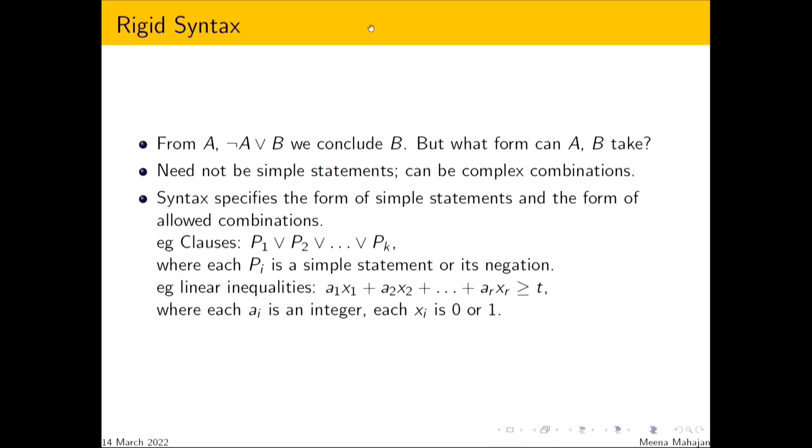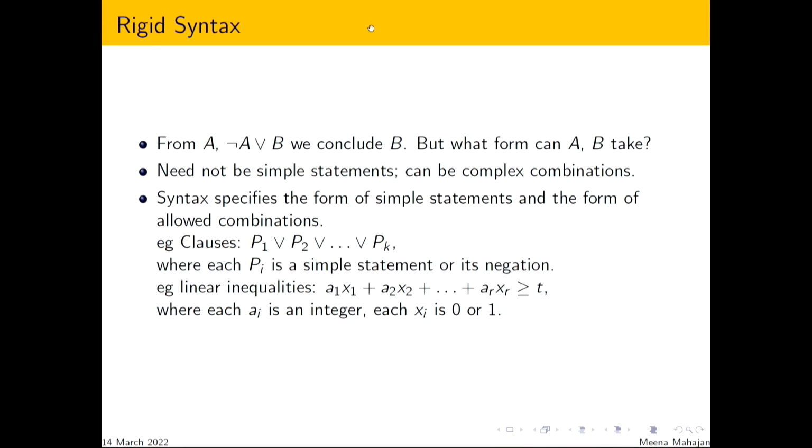One syntax which is used very often is the syntax of clauses. So you can have certain kinds of statements and then you just say that at least one of them must happen. So it's a disjunction or a logical or, P1 or P2 or up to Pk. So each is a simple statement or its negation. Another kind of statement which could be used in such inference systems, even though it sounds more like an arithmetic or an algebraic statement rather than a logical statement, is something which uses linear inequalities.